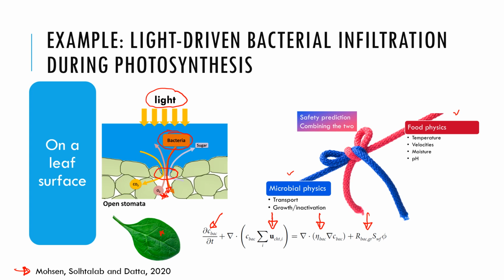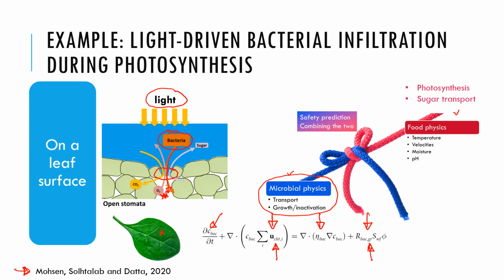Now it's nice to say that all these things are included in my microbial physics, but it needs more information. For example, the growth rate would depend on temperature. If temperature is not varying as much, then at least the chemotactic velocities will depend on how the sugar concentration is changing with position, and that will come from the photosynthesis process.